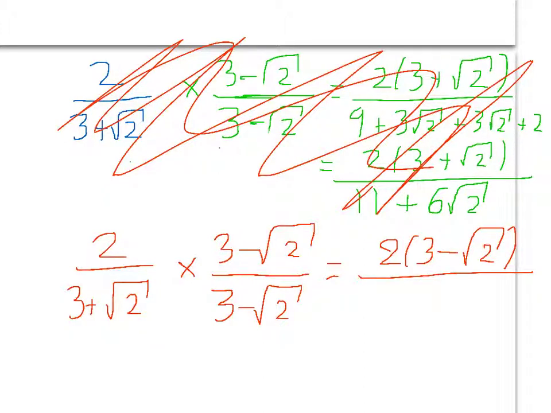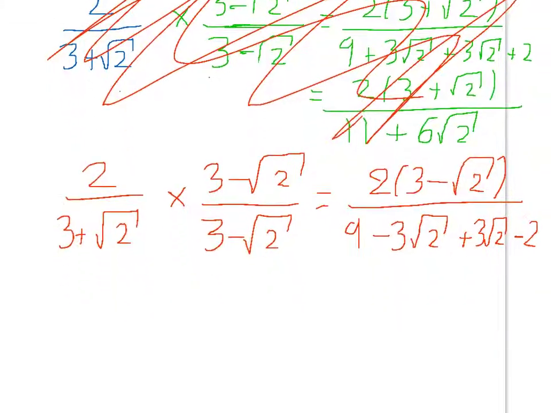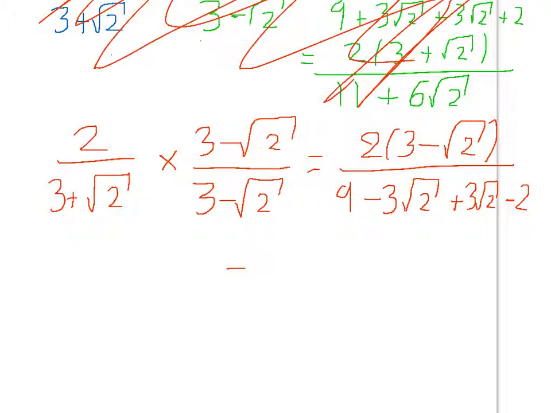3 times 3, which is 9, 3 times minus square root 2, which is minus 3 root 2, root 2 times 3, which is 3 root 2, and root 2 times minus root 2, which is minus 2. Now you should notice here that something really nice has happened, that actually the top bit stays the same, but it should be a 2, not a 3. Let's change that.